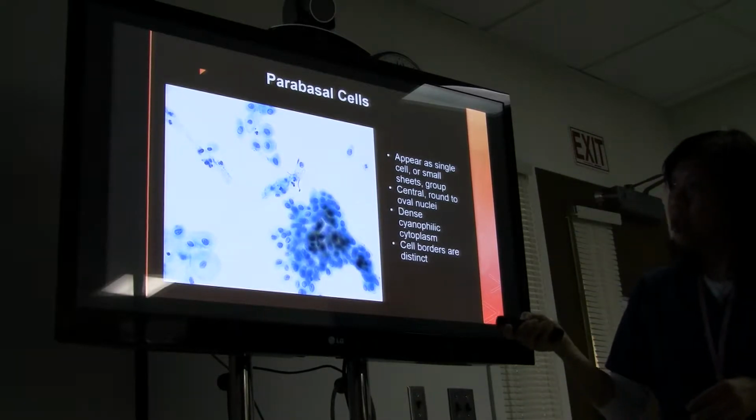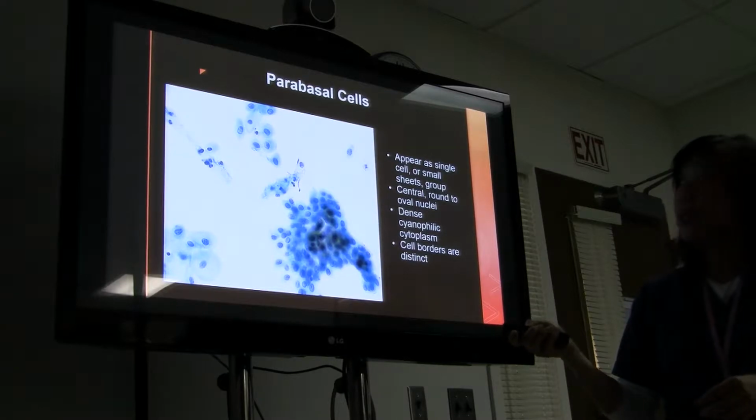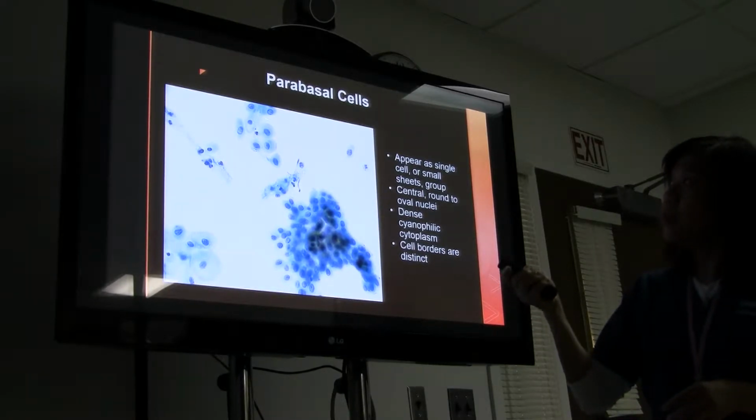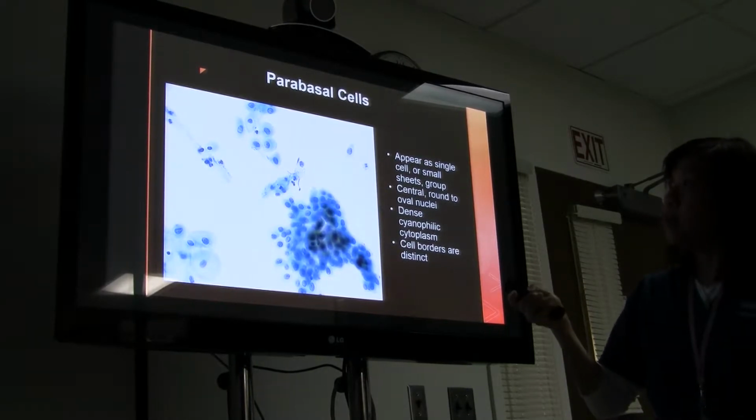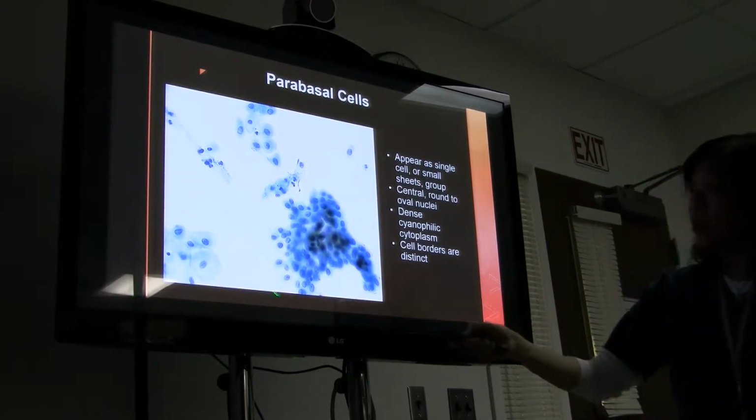Again, the cells here are bigger. This one is probably approaching an intermediate cell size. Okay, so this one is still the parabasal. Here's a single cell. There are a few neutrophils in the background. Okay, here is a big sheet.